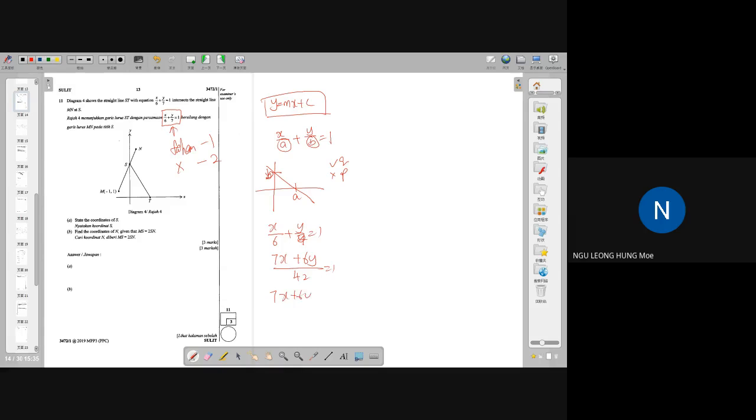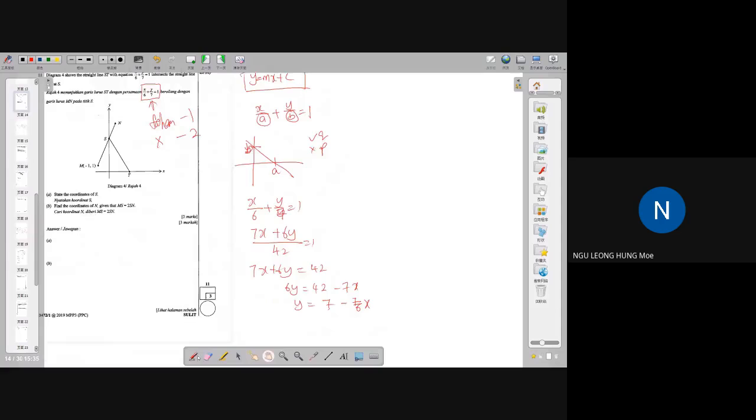7s plus 6y equal to 42. So 6y equal to 42 minus 7x. Y equal to 7 minus 7 over 6x, which means y equal to negative 7 over 6 s plus 7. So you see, y intersect, this is 7. That means this is 7.